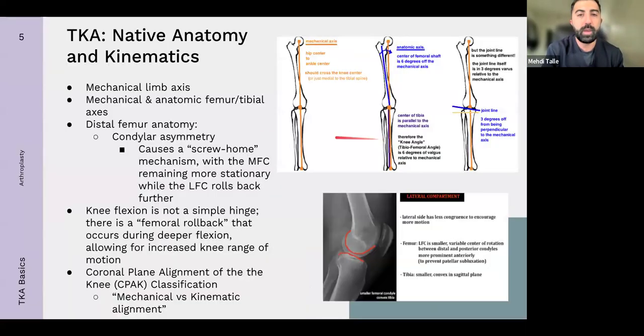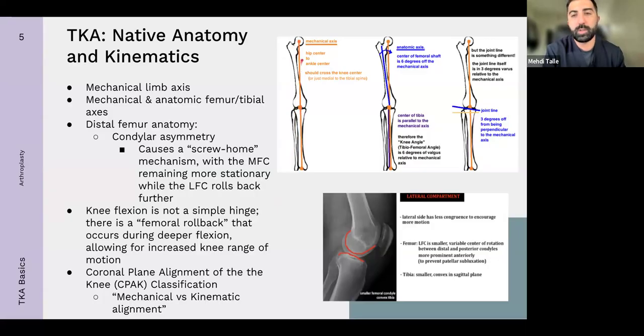A bit about the native anatomy and kinematics of the knee. So some terminology to be aware of. First, we'll start out with the mechanical limb axis, which is represented by a line drawn from the center of the femoral head to the center of the ankle down here. This line through the knee joint passes just medial to the tibial spines.